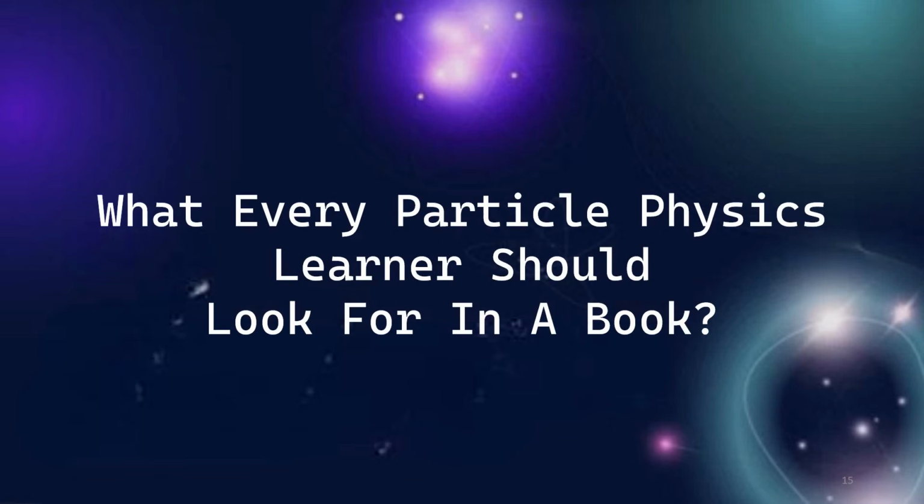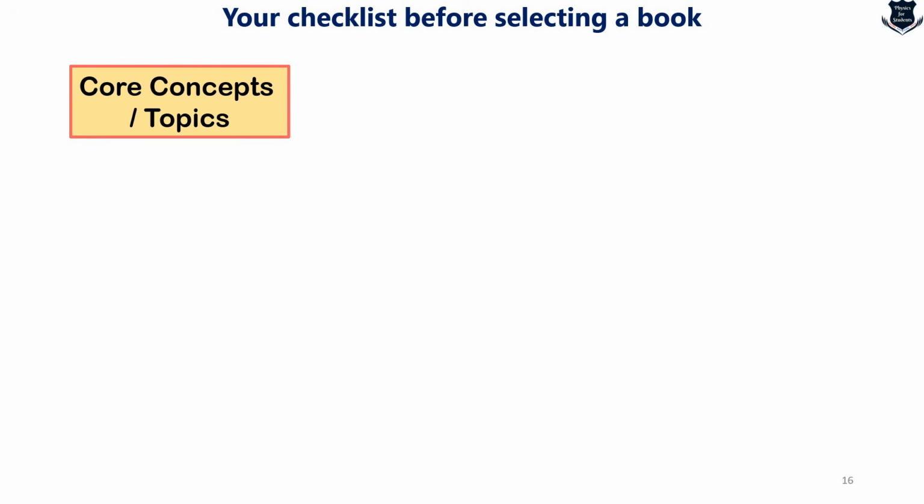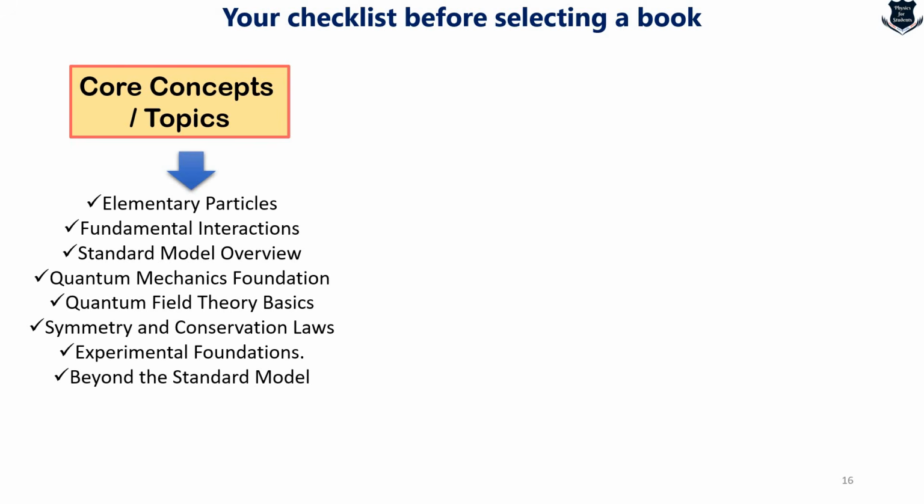Now, when we go forward and select a book, whatever book you select in due course of your career, what should be present in it? Every particle physics learner should have a kind of checklist before they purchase or select a book. Among many other things, I have selected a few concepts. Number one, the book should have these things, which you can pause and read: the elementary particles, the standard model, quantum field theory, not in advance but the basics, experimental foundations, and certain concepts which are beyond the standard model.